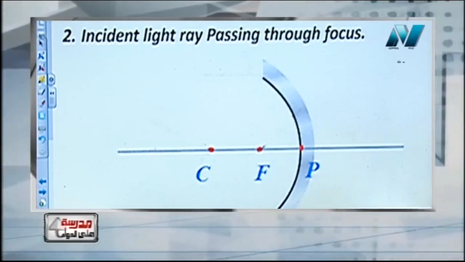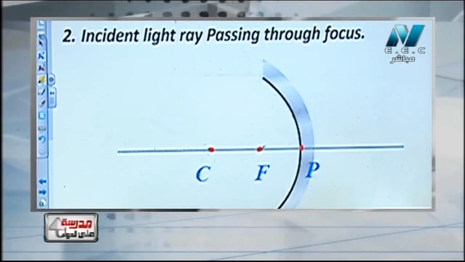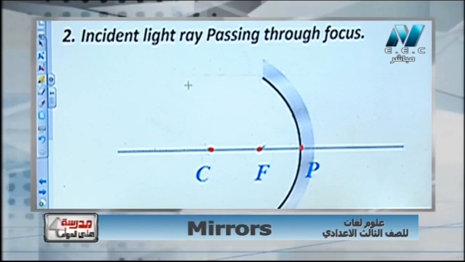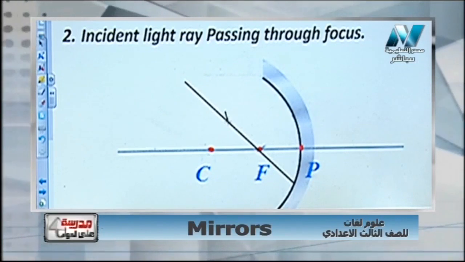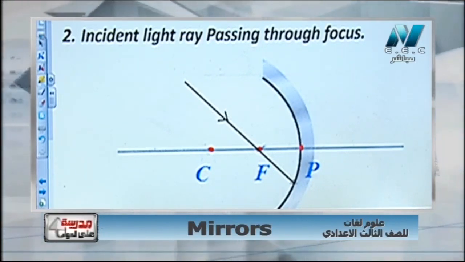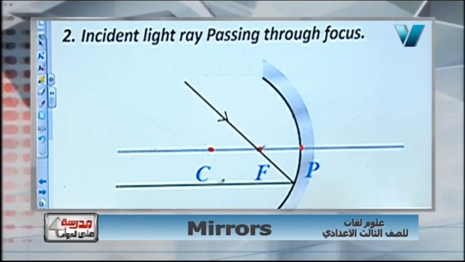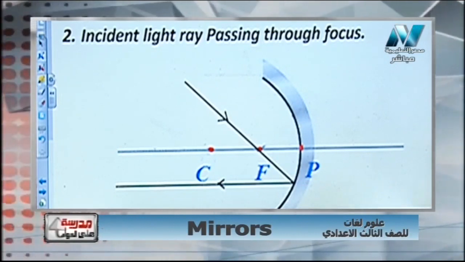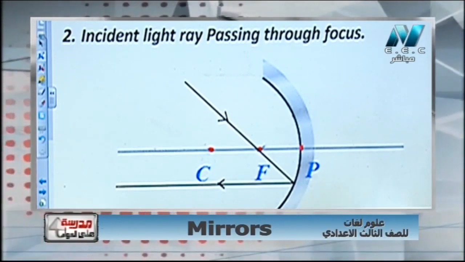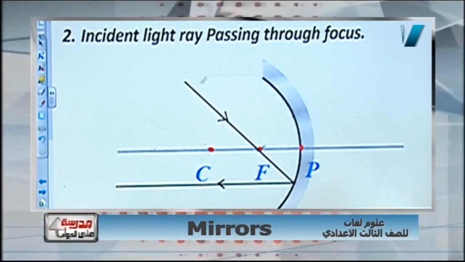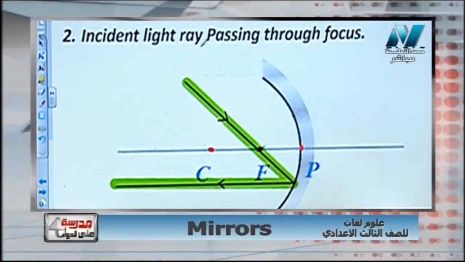Okay, next one is incident light ray passing through the focus. As we see here, the light ray falls through the focus, and we should draw the arrow to determine the direction of the incident light ray. Then the light will reflect as a light ray parallel to the principal axis, as we see. So the light ray falls through the focus, and in this case it will reflect parallel to the principal axis.